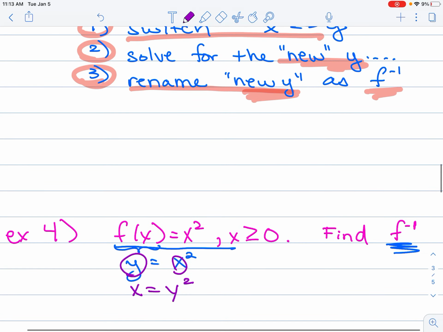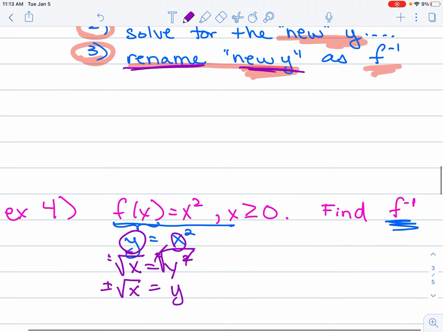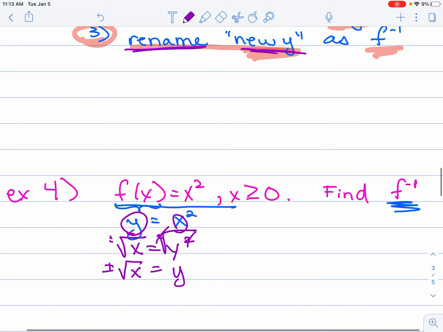Step 2, we're going to solve for the new y, meaning get it by itself. So we're going to take the square root of both sides, remember plus or minus, and that will cancel here. So I end up with y equals plus or minus the square root of x. But remember, step 3, rename the new y as the inverse of f. So this instead of y, this is really f inverse equals the plus or minus square root of x.